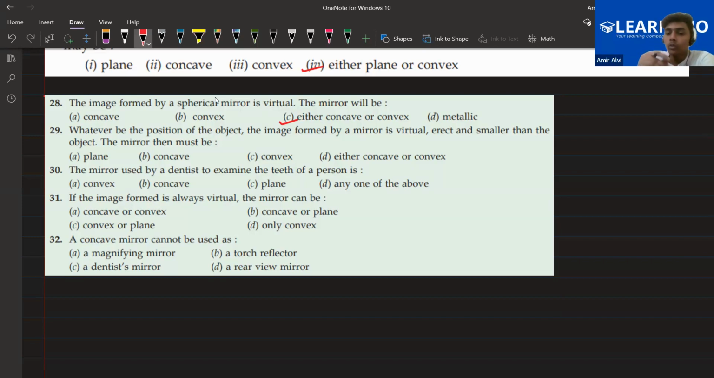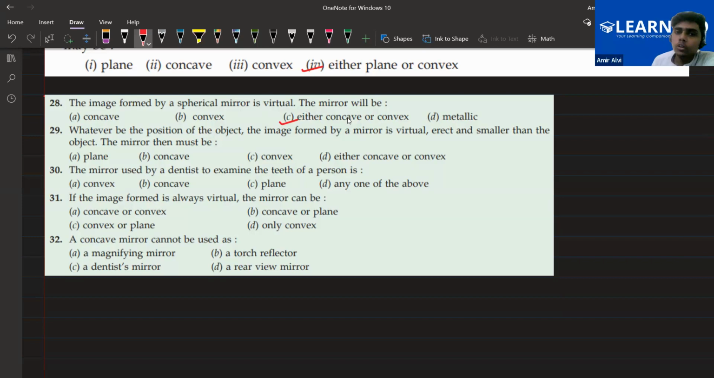I know that is only one case, but it is not mentioning anything. So the option is given that, so the appropriate option will be this one. Clear? Because a concave mirror always forms a virtual image in one case. Got it? Yes, sir. Okay, so that's why option C will be correct.